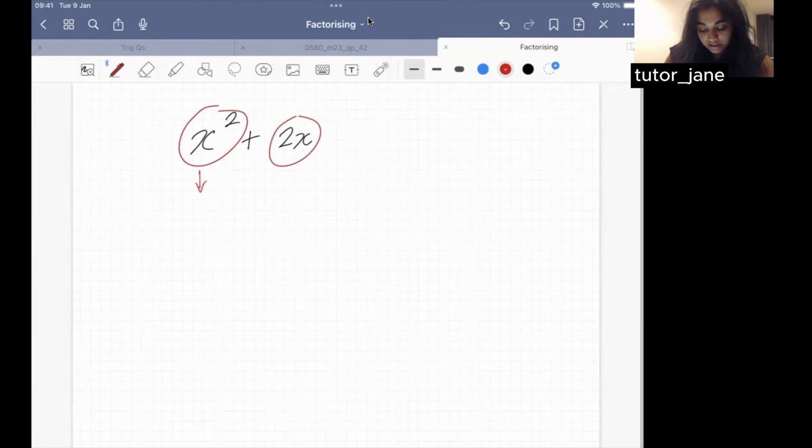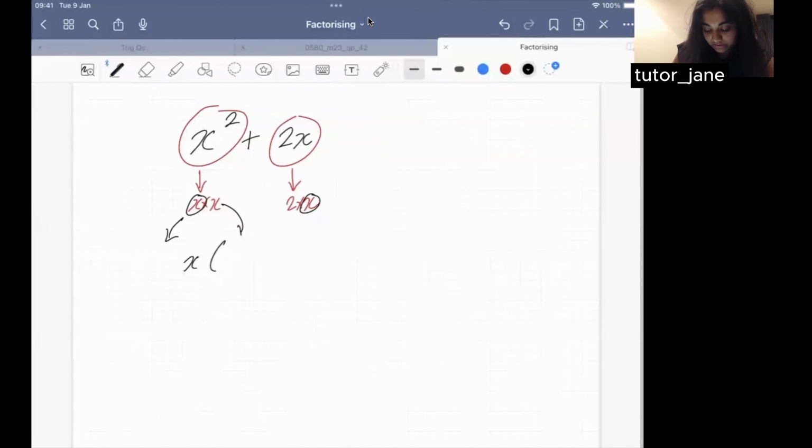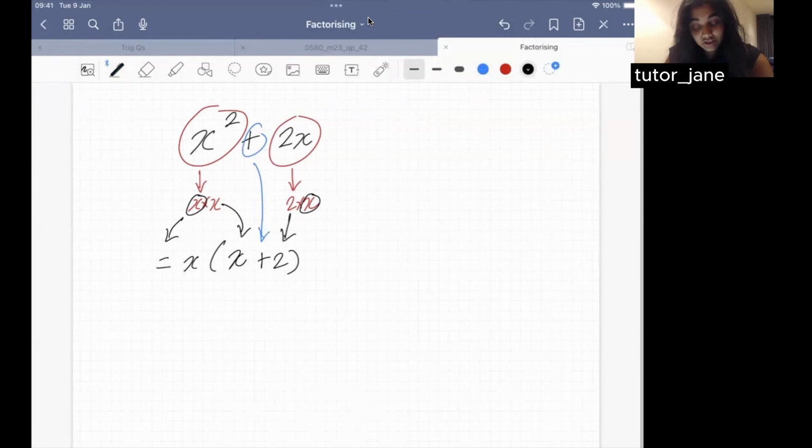So the x squared is actually x times x, right? That's how we get x squared. And the 2x is 2 times x. So we can see that both of these have an x in common. So then we can take the x out, and then what do we have left? We have an x here, and here we have a 2, and it's a plus 2 because there's a plus sign here, right? So the factorized form of this expression is x into x plus 2.